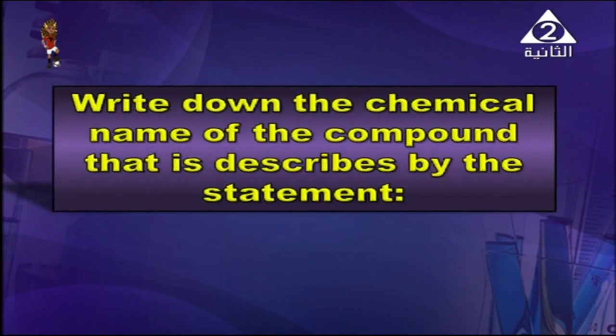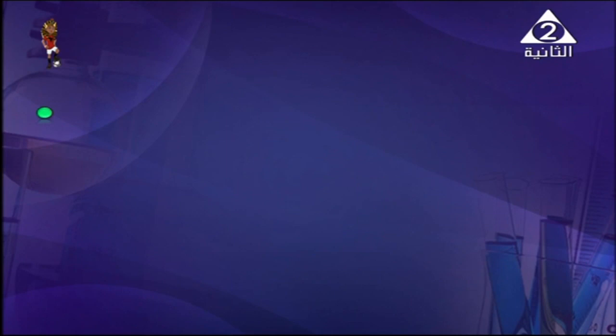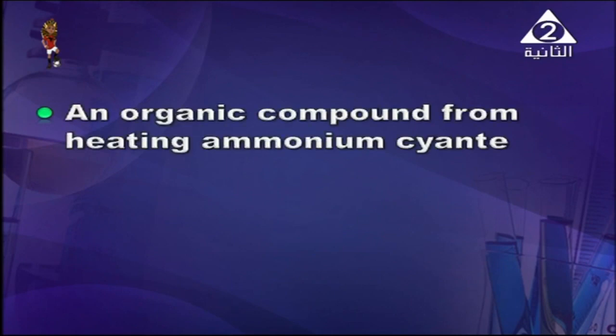What about this question? Write down the chemical name of the compound described by each statement. I give you a statement and you tell me the name of the compound. The first statement: an organic compound obtained from heating ammonium cyanide. Do you think what this means? Organic from inorganic? Yes, we know it's urea. You remember Wöhler.